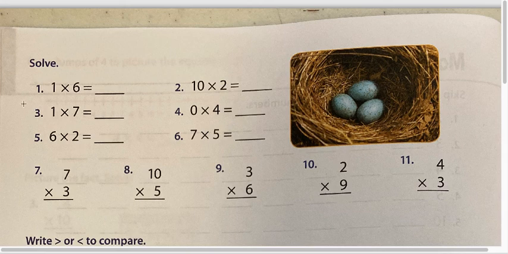Okay, let's solve this one. We have 1, 2, 3, 4, 5, 6 all the way to 11. Now here we have 1 times 6. Remember, if 1 is a factor, all you need to do is copy the other factor, which is 6. Just write down 6 right there. Now number 2, 10 times 2. If you have a 10, I like to circle the 10, and then copy the other factor. Write down 2, and then bring down the 0. That's 20.